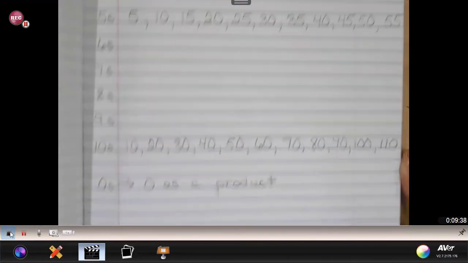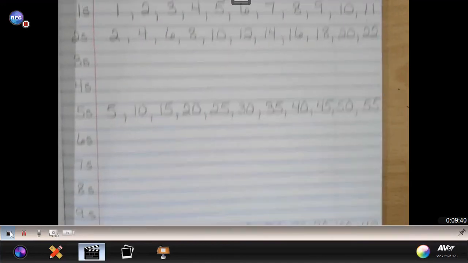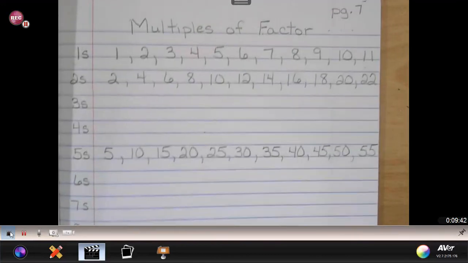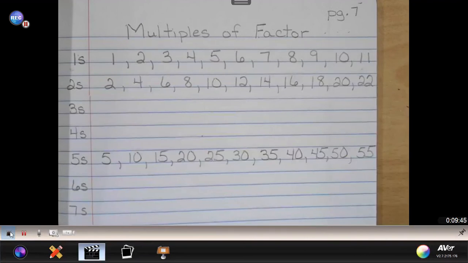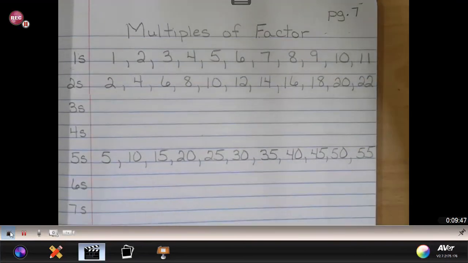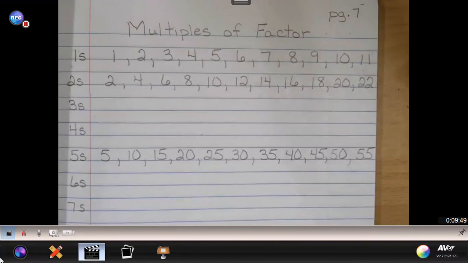So watch your video lesson for today on your multiples, and you are going to use this to help you with your assignment today.